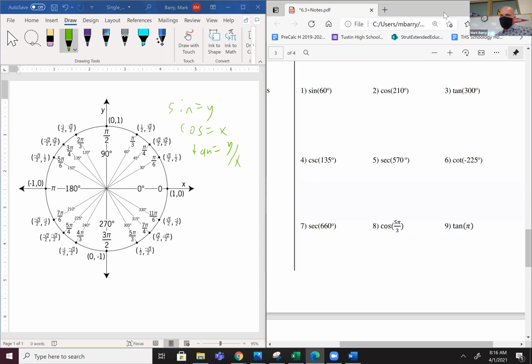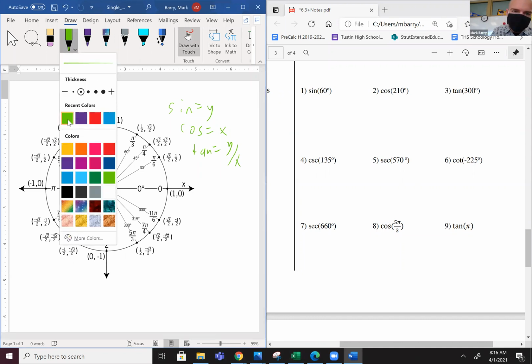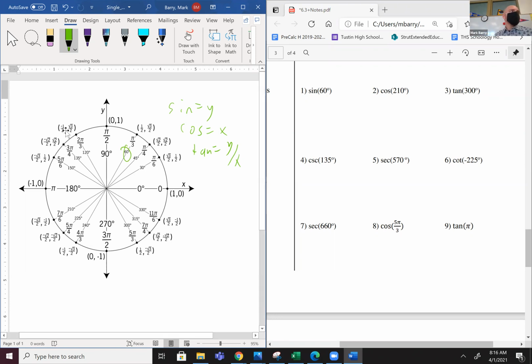All right, so now let's do some of these problems. The first one asks for sine of 60 degrees, okay? So sine of 60 degrees means I go to my unit circle and I find 60 degrees. Where's 60 degrees? Well, 60 degrees is right here, correct? Now I go to the point. And since we're talking about sine, I'm going to look at the y value. I see the y value is radical 3 over 2. So my answer here is the y value, which would be radical 3 over 2. That's it. So that's how you use the unit circle.